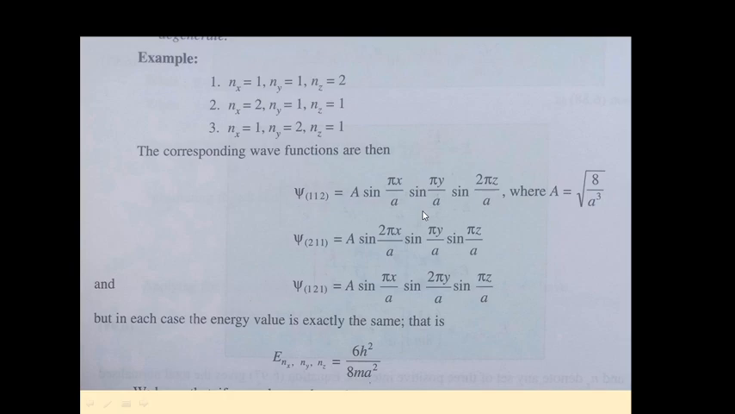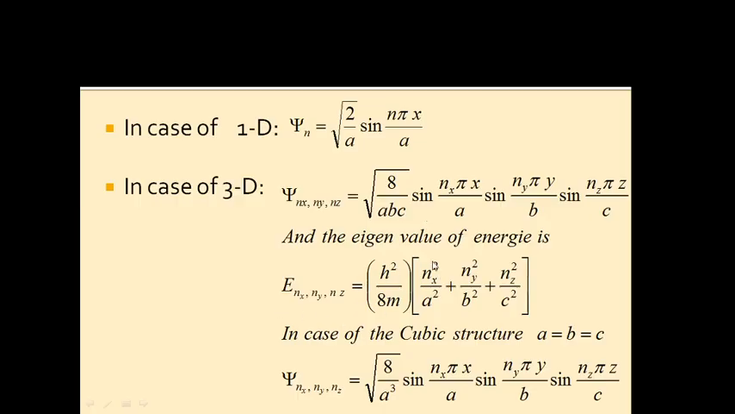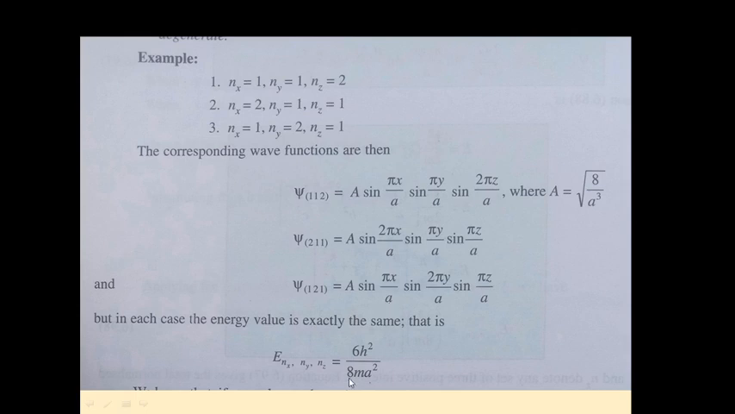The associated eigenfunction is given by this, and the eigenvalue of the function is given by nx square plus ny square plus nz square. Since there is a cubic structure, the denominator is common, that is a square, so I am taking a square out, and in that case the eigenvalue of the given function, or the energy value, is exactly 6h square upon 8m a square.